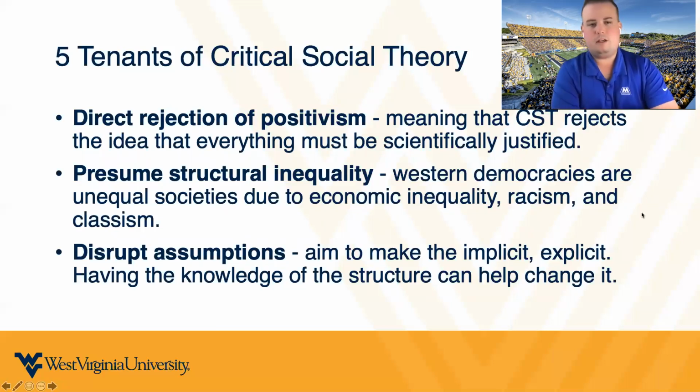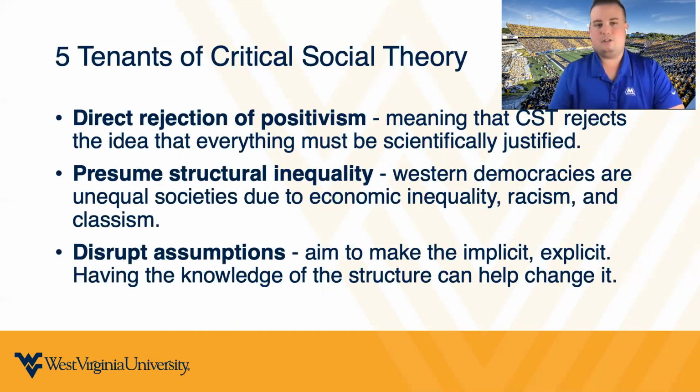And the first thing that critical social theory does, and we just talked about it in theory, is this idea of direct rejection of positivism. What that means is that a critical social theory rejects the idea that everything has to be justified by science. Sometimes science in itself, although a great thing that contributes to the world, forgets about, like I said, those nuances, those things that occur in the natural world that aren't always easily justified by scientific explanation. So sometimes we have to reject that and understand that theory has more applications than its scientific nature, both physical science, social science, anything like that.